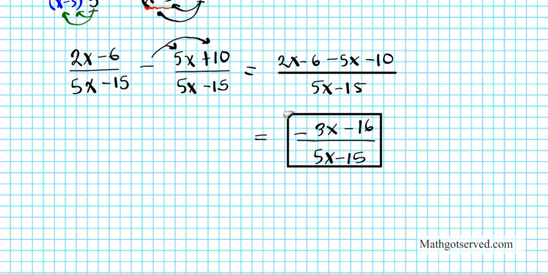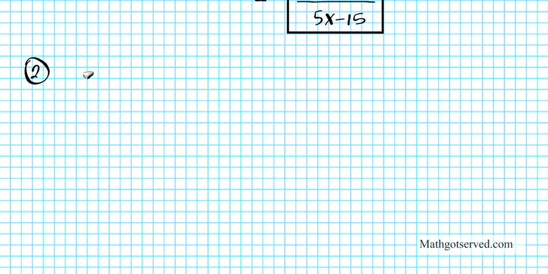Okay, let's try one more example. Let's try number 2. Let's evaluate the expression 2 over n minus 4 minus 5n over n minus 3. Notice that I cannot break down this term and this term. Nothing can be broken down, so we have to just go straight and find the LCD.